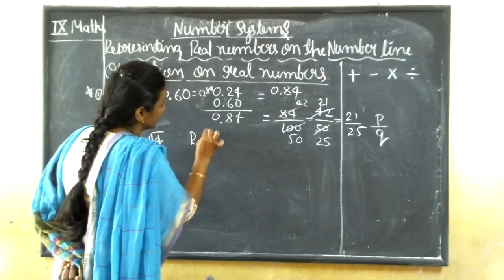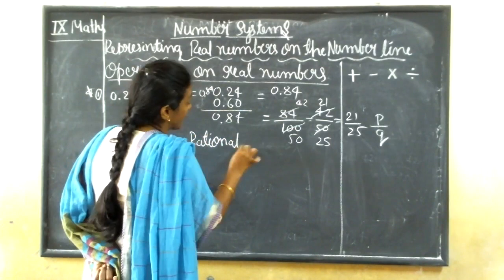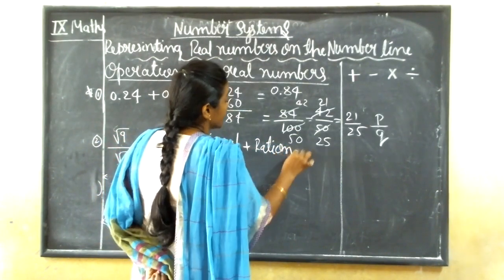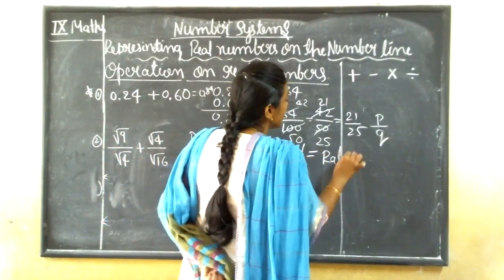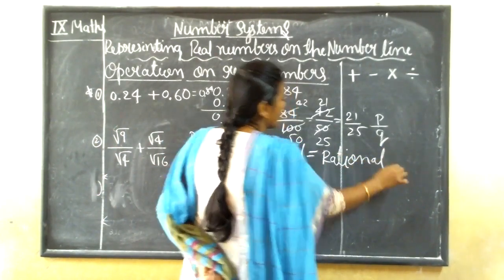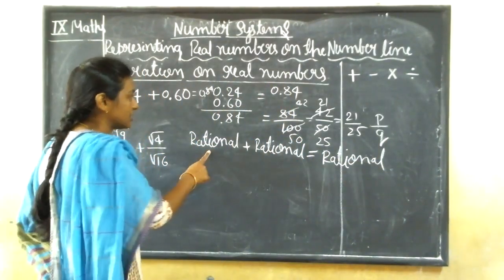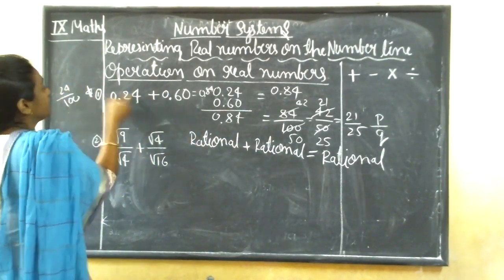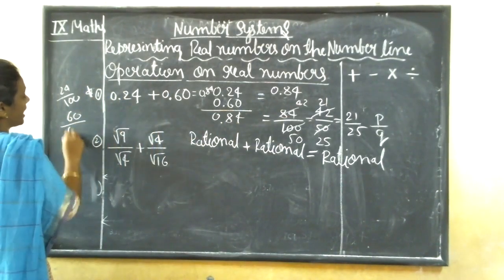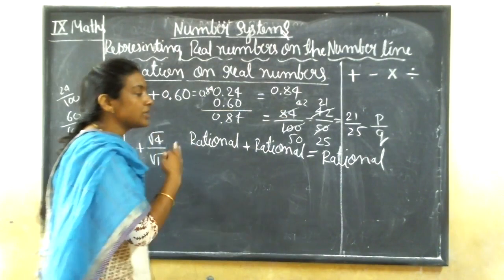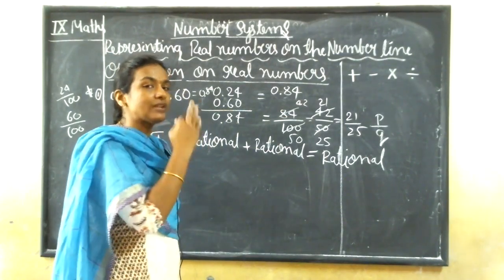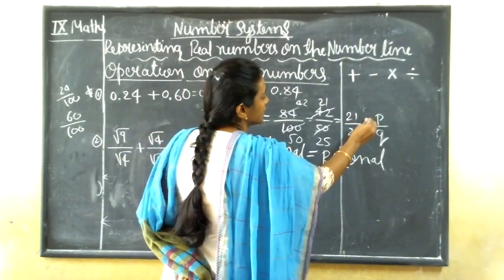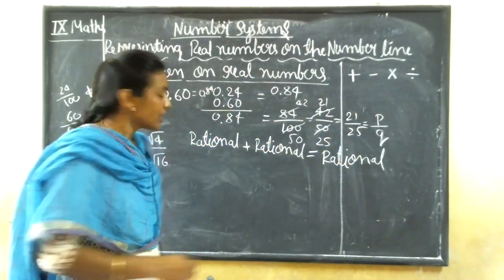Rational plus rational is equal to a rational number only. 0.24 is also a rational number because you can write it in the form of P by Q, no? 24 by 100. And 60 by 100 is also a rational number. So when you add two rational numbers, you get a rational number only. That is 21 by 25, which you can write in the form of P by Q. Okay, come to this point.